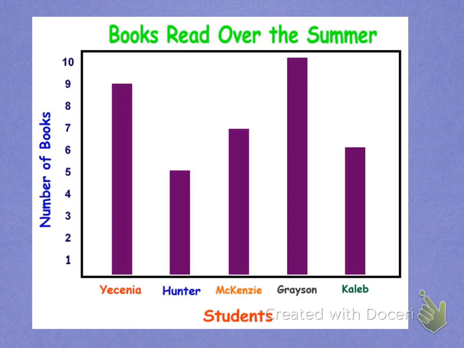So for example, if this were a bar graph that I made, I've got a title at the top, Books Read Over the Summer. I have a label on the sidebar which says number of books with my numbers listed there, 1 through 10. I have some student names on the bottom and then a label for those names called students. So make sure that when you do your bar graph, because you will have to do one, that you have all of those things included in your bar graph.